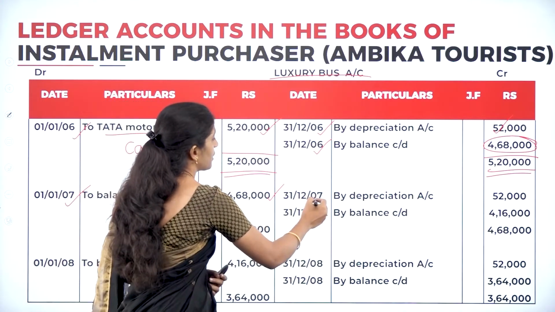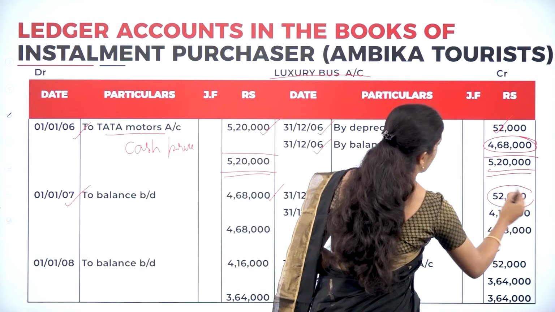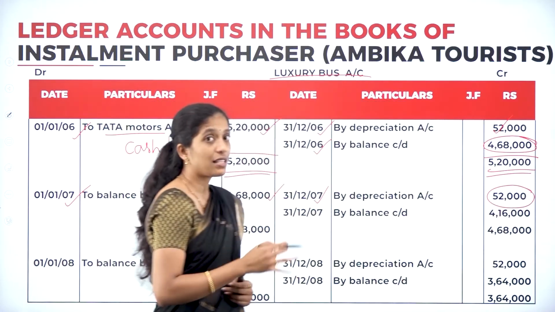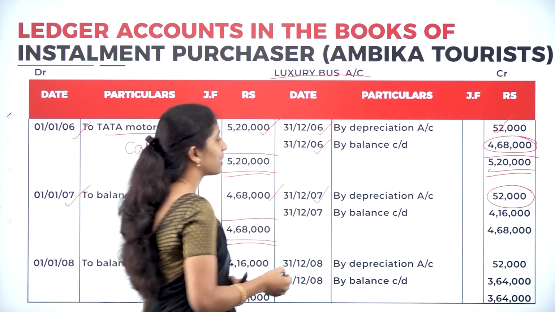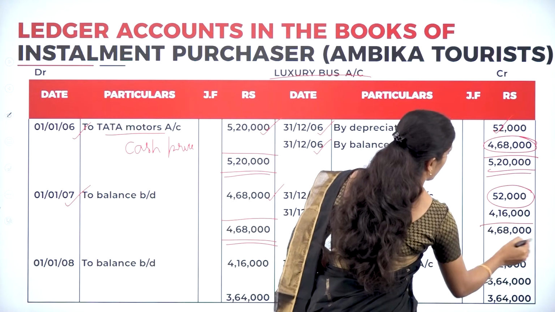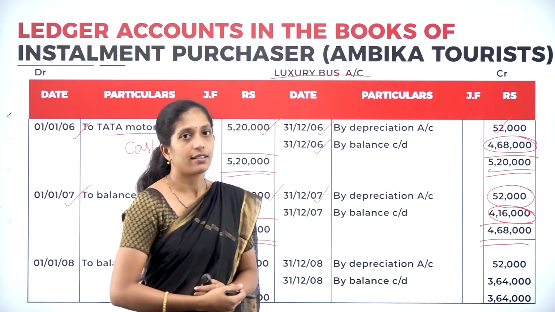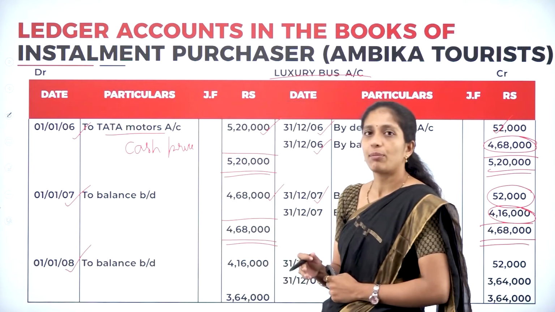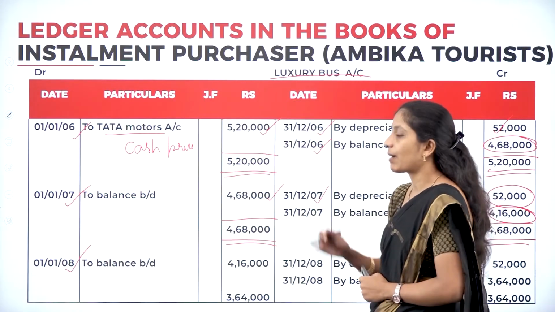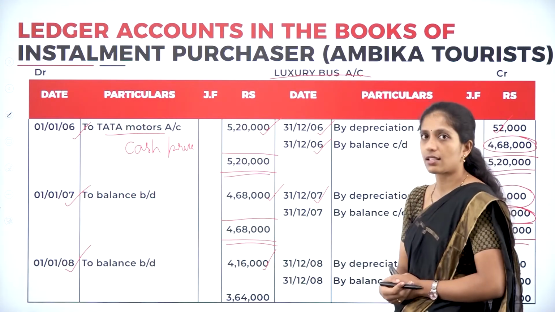31/12/07, by depreciation account. As I told, depreciation remains the same, 52,000. Now balance both sides. In the debit side, it is 4,68,000, whereas in the credit side, you'll get a balancing figure of 4,16,000, which has to be carried down. Next year, on 1/1/08, whatever amount you have carried down in the previous year, the same amount has to be brought down. To balance brought down 4,16,000.